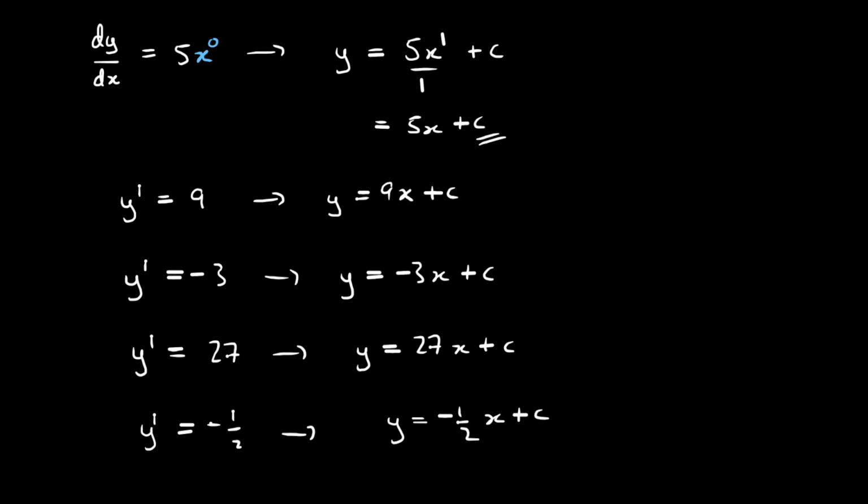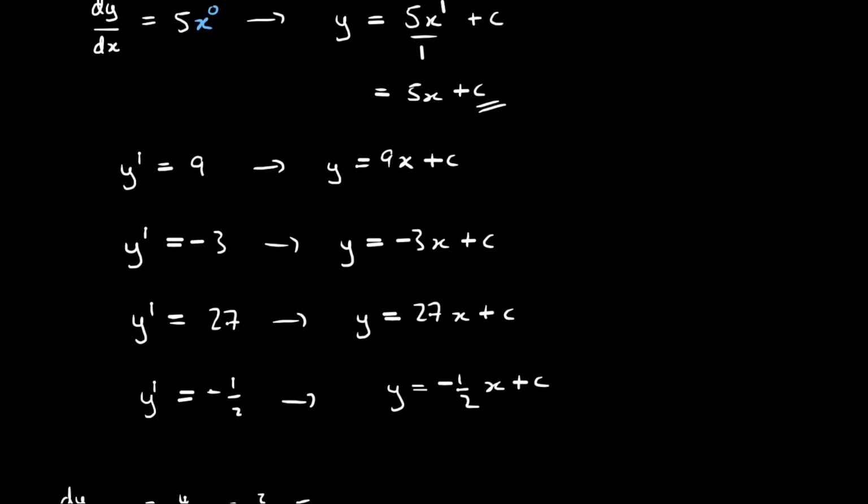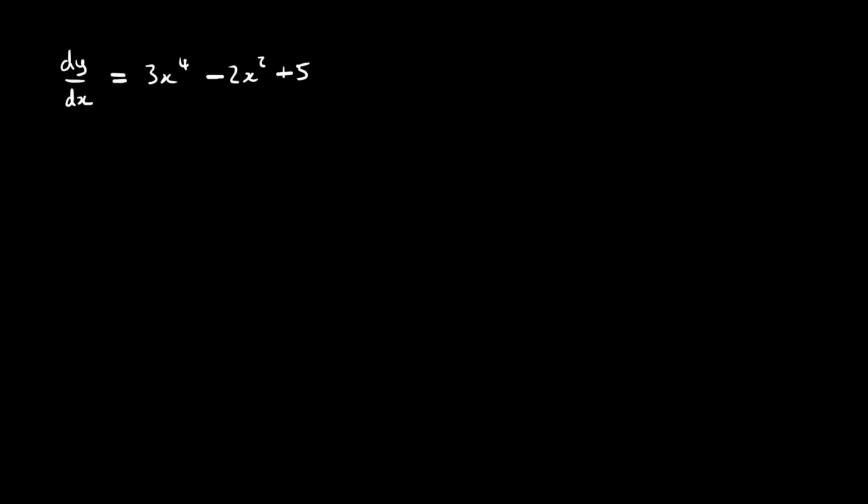Okay, so now that we know that, we can hopefully attempt some other examples. I think I've got 3 more here to go through. So here we've got a simple one. So how would we reverse differentiation for this? Well, we add 1 to the power, we divide by the new power, we add 1 to the power, and we divide by the new power. And then what happens to this 5, which is just a constant term here? Well, that becomes 5x. And of course, we've got to remember to add the constant at the end.